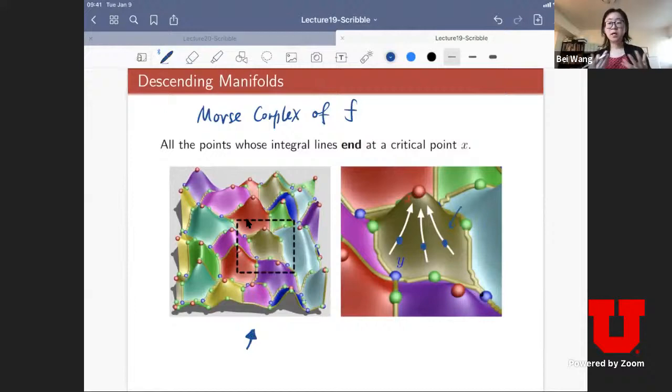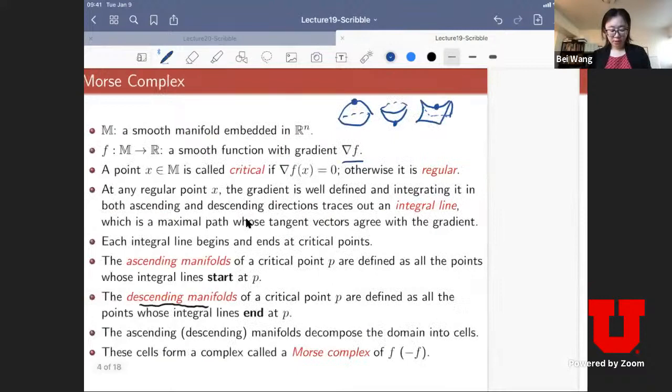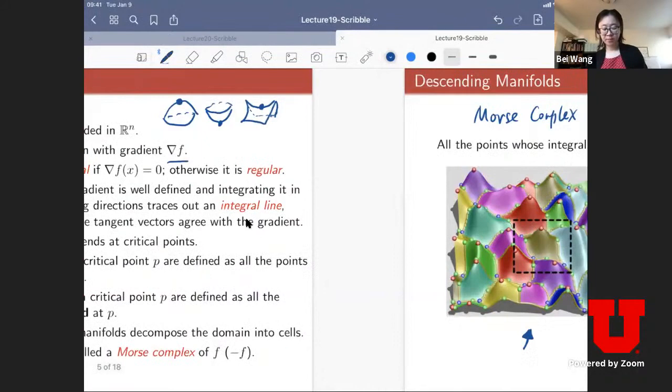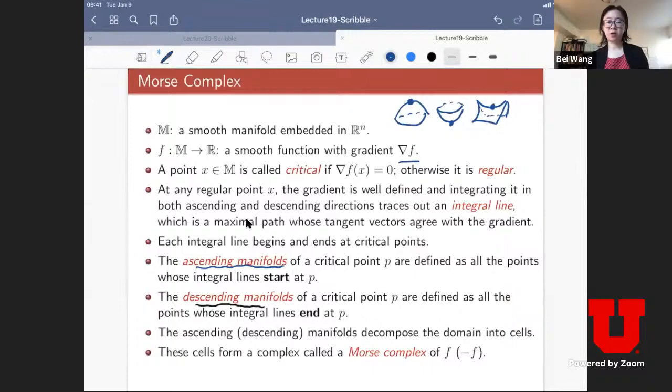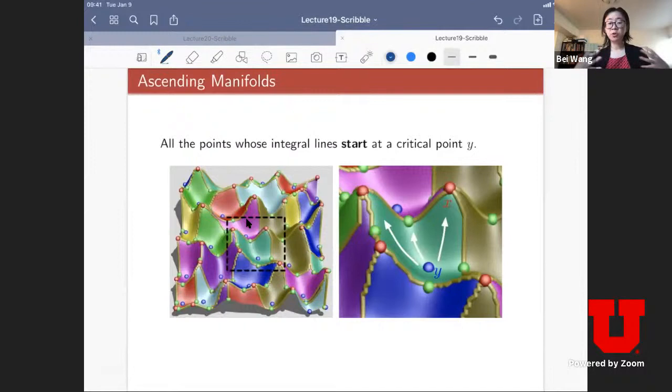So the next definition is the ascending manifold. The ascending manifold is defined symmetrically. It's all the points whose integral lines start at that point. What that means is that it partitions my same domain into regions surrounding local minima, okay? And this is also the Morse complex of minus f.